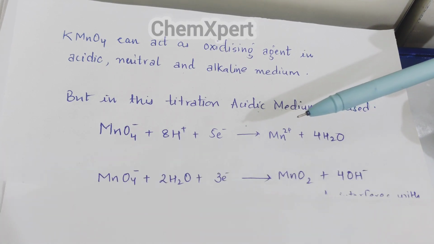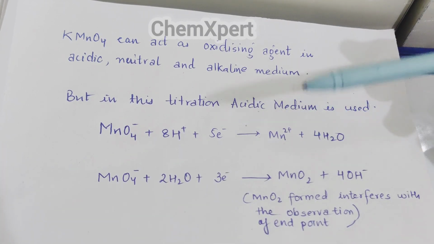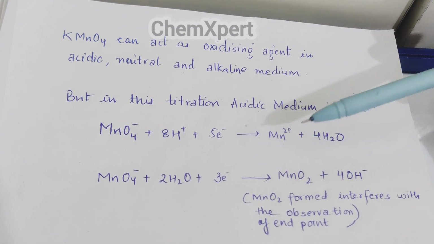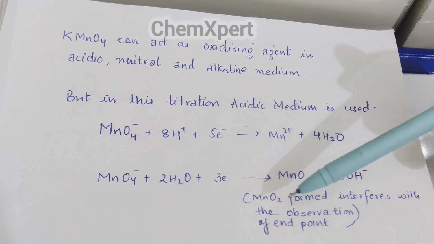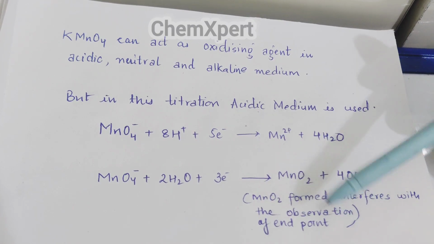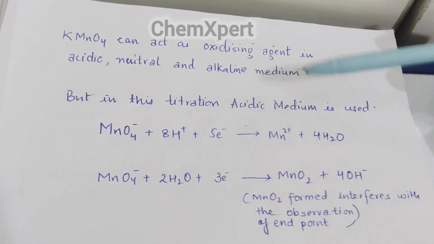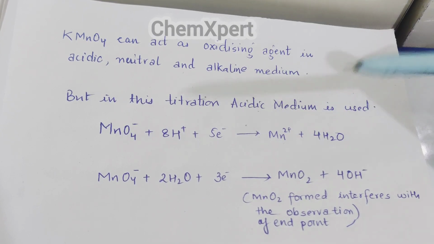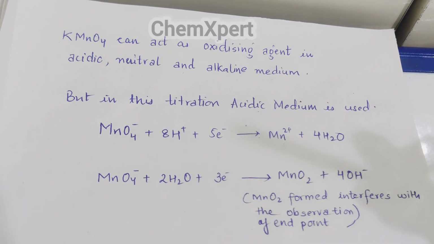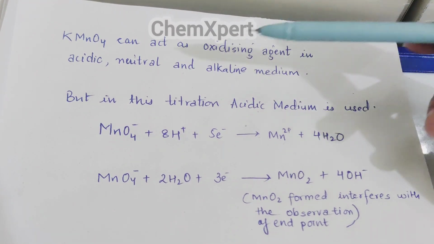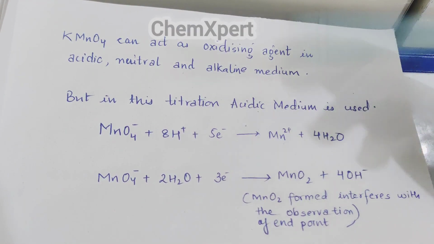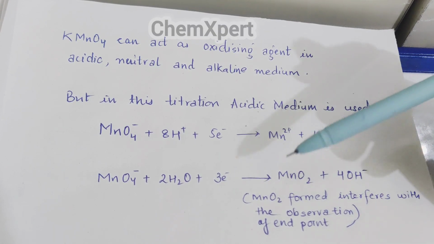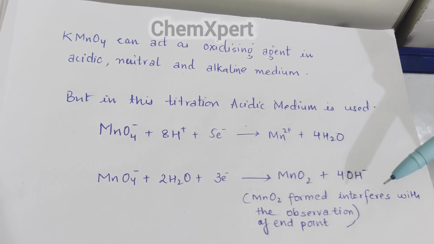But what happens in case of a basic medium? MnO2 is formed. Now this MnO2 is a brown color solid which interferes with the observation of the end point. That is why we avoid the alkaline medium and we use the acidic medium for the titration. So out of acidic, neutral and alkaline, alkaline is not used. Why is it not used? Because the product formed, MnO2, is a brown color solid which interferes with the observation.